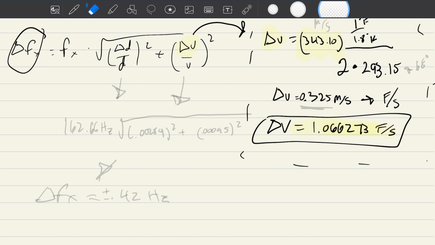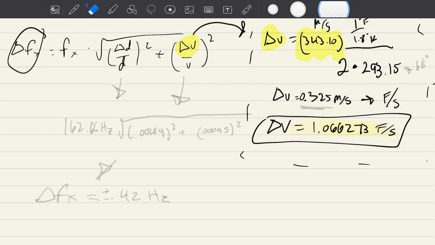Now to do that, we're going to use this formula here. What we need to find first is this part, which is delta v, which is going to be the change in velocity. So to do that, we took our calculated speed of sound within the room, which we found earlier in meters per second, and we also need to multiply that by the change in temperature. My thermometer was able to measure within 1 degree Fahrenheit.